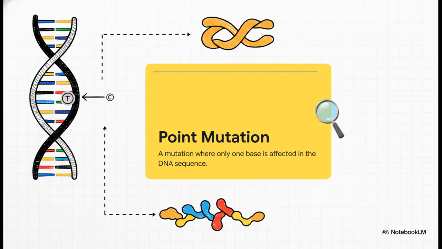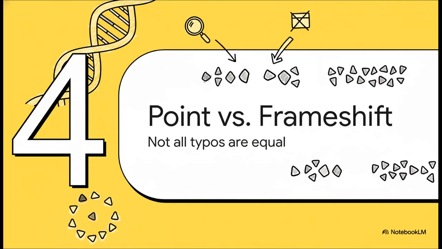Maybe a C accidentally becomes a T. And just like we saw with the insulin example, that tiny, tiny change can cause the wrong amino acid to get put in the chain, which can mess up the protein's shape and stop it from doing its job. But here's where it gets interesting. Not all typos have the same effect.